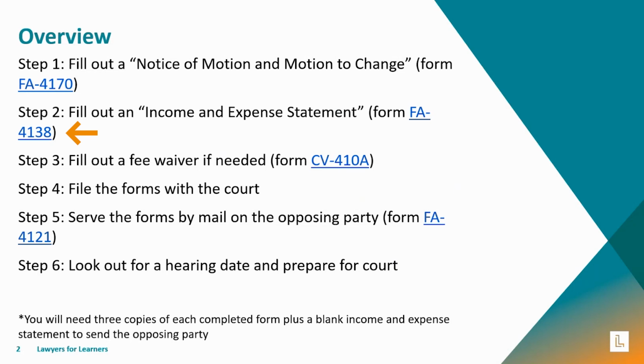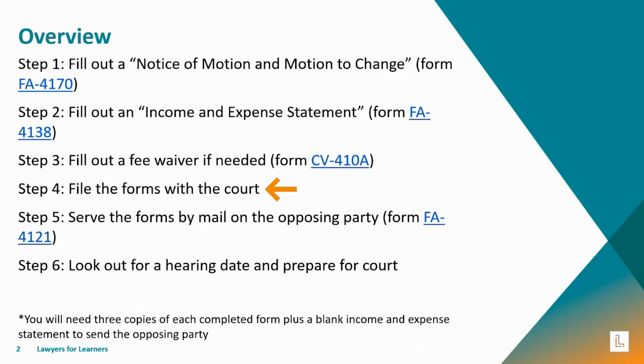As Emma just mentioned, after filling out the forms, the next step is to file them with the court. These forms can be filed in person at the courthouse. You also have the option to file forms electronically. You can find more information about e-filing by visiting the Wisconsin Court System's website and clicking the link below. When filing motions, there is a fee to do so, as well as a fee to opt into e-filing. If you cannot pay these fees, they may be waived by filling out a fee waiver. This is Form CV 410A. Be sure you ask for a fee waiver before paying any filing fees.